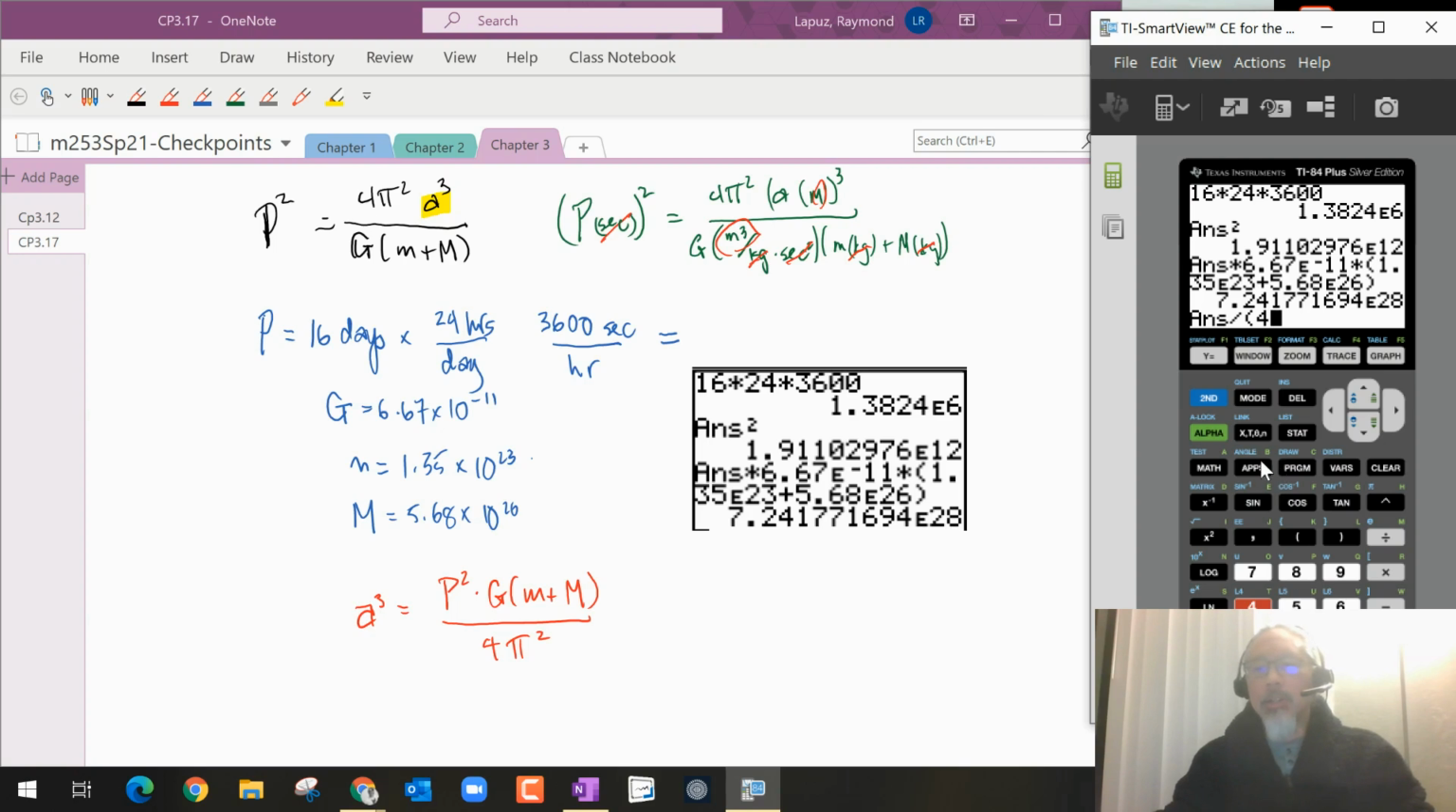I would put parentheses around there. And then let's look for pi to the second power. Close the parentheses, and that would give us a cubed. So this is a cubed, and we want to take the cube root of this. So we'll take this value, we'll take the answer, and we'll raise this to the 1/3 power. So the power needs parentheses because it's a fraction. 1 divided by 3. We'll close that. And then we get this. So this should be the result that we're looking for.